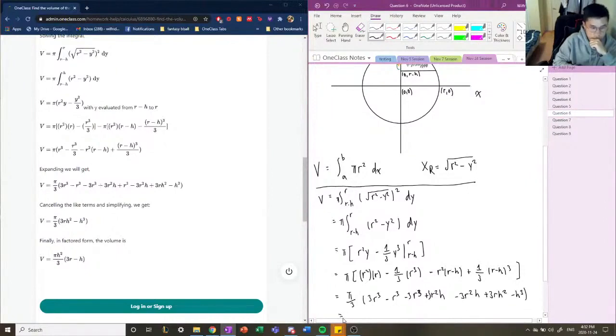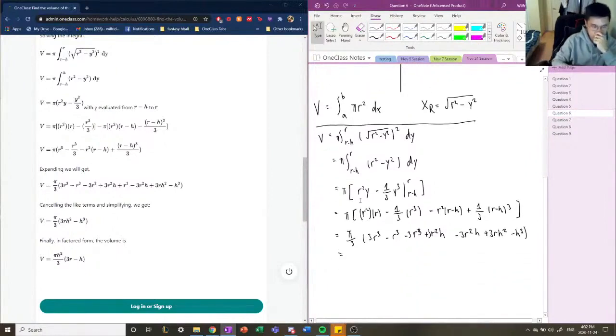Okay, and simplifying all these terms together, we get pi over 3 of 3rh squared minus h cubed. And if we simplify this even further, we get pi h squared over 3 times 3r minus h.